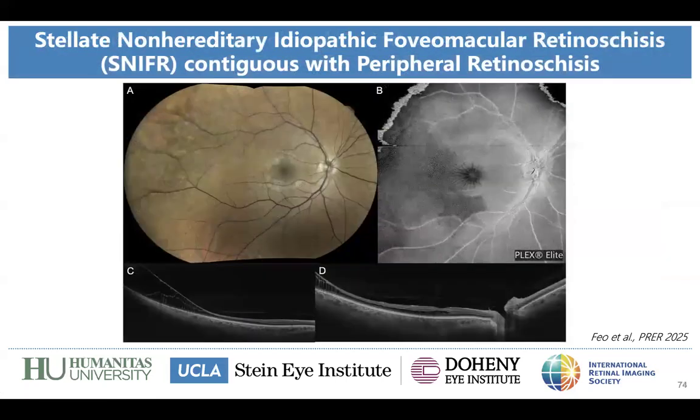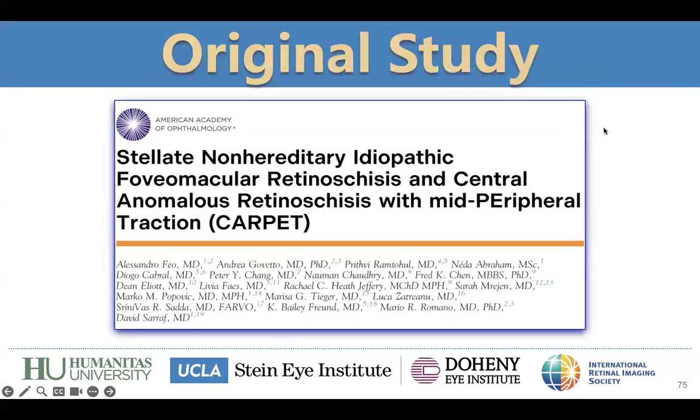Finally, and this is also to introduce the second original study of this presentation, of course, en face OCT can be very easily applied to visualize schisis, which can be idiopathic or can be, of course, secondary to tractional or other etiologies. This is an example of SNIFFER, so stellate non-hereditary idiopathic foveomacular retinoschisis, and I'm very excited to present also the results of these recent studies that we have just published in Ophthalmology Retina.